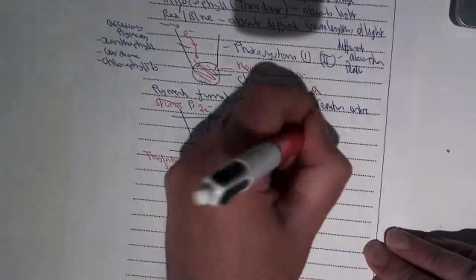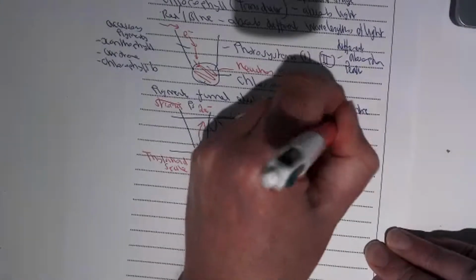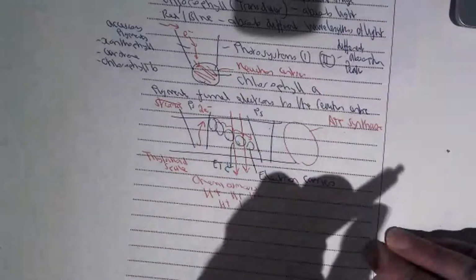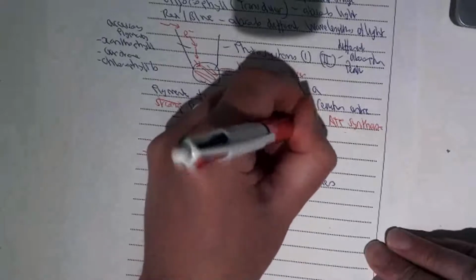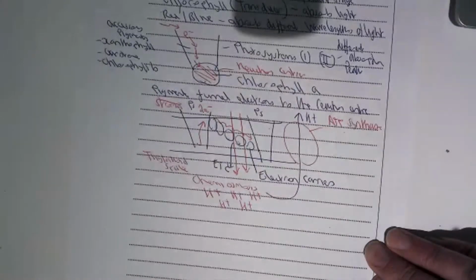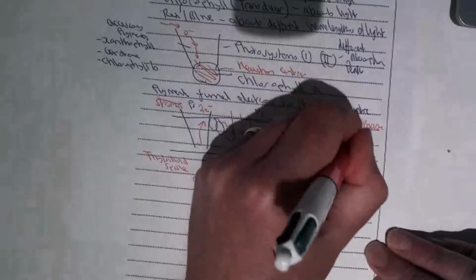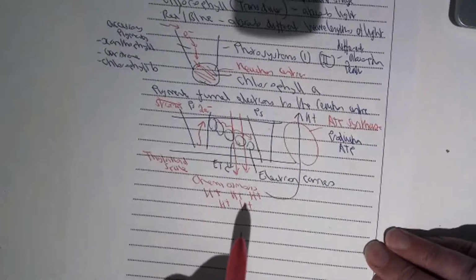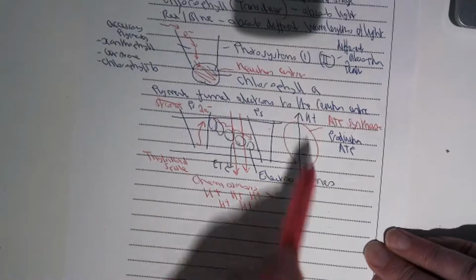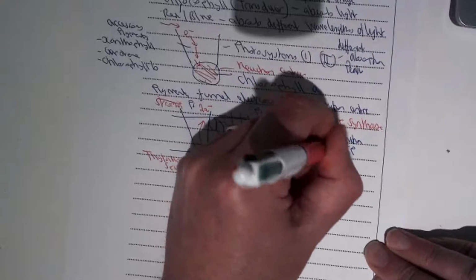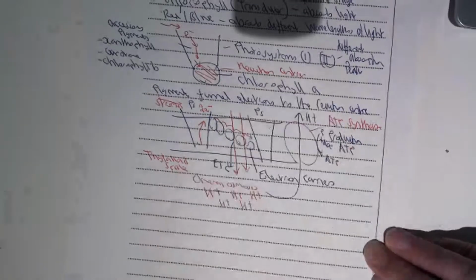You've then got an enzyme called ATP synthase. And these hydrogen ions will move through ATP synthase. And you've got the production of ATP. So you've got phosphorylation taking place, and phosphate is added to ADP to make ATP.